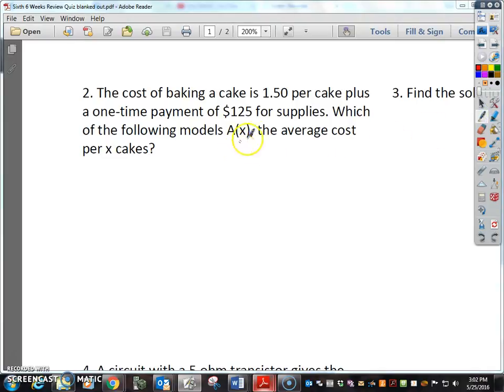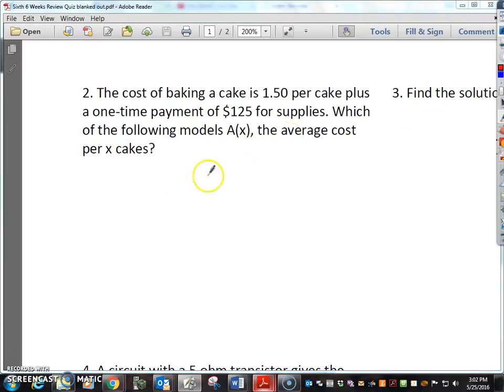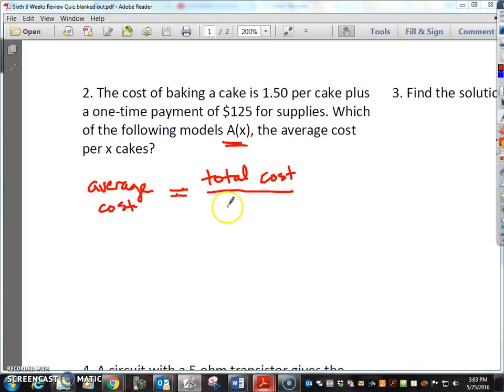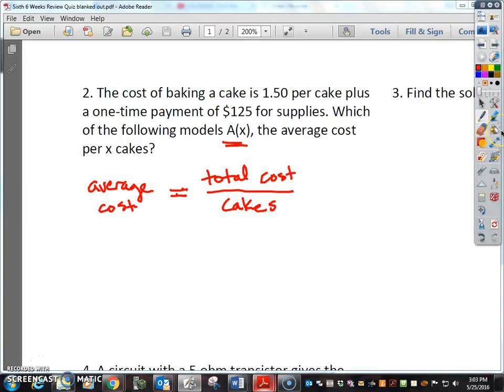So what is the average cost? I want A of X. A is the average. How do I find the average? Where is this going to come from? The average cost is going to come from the total cost, right? Divided by the total cakes. Yes? I want to know the cost for each cake. So the total cost divided by the number of cakes.